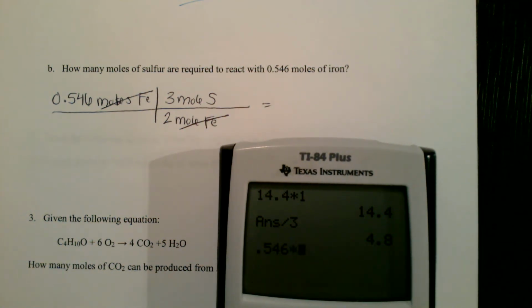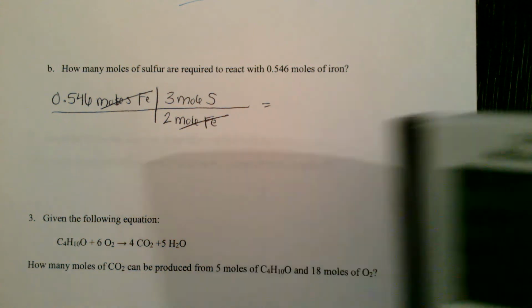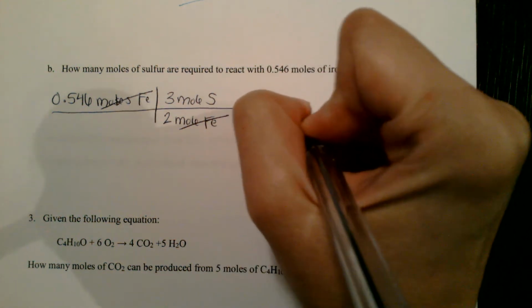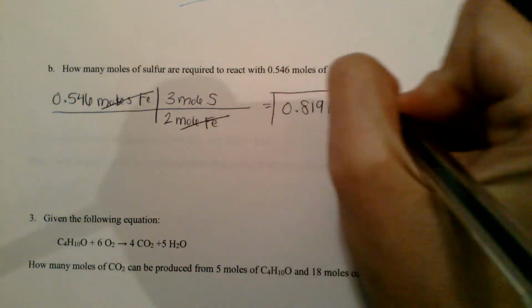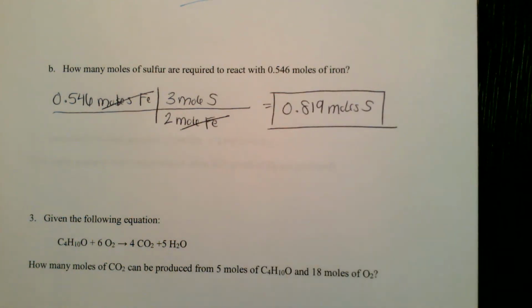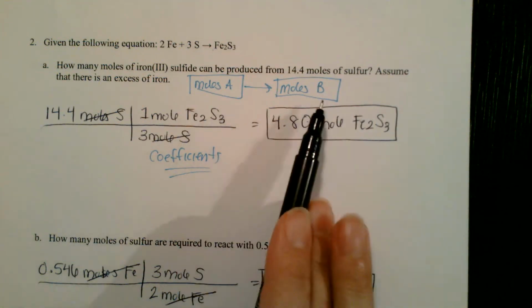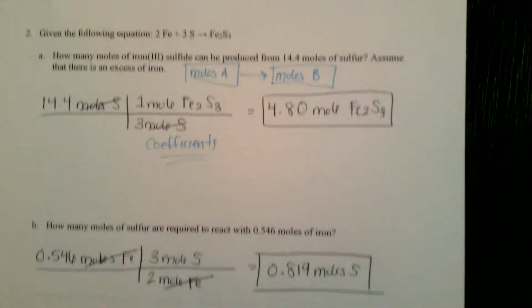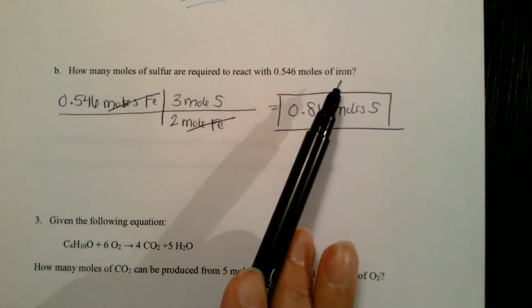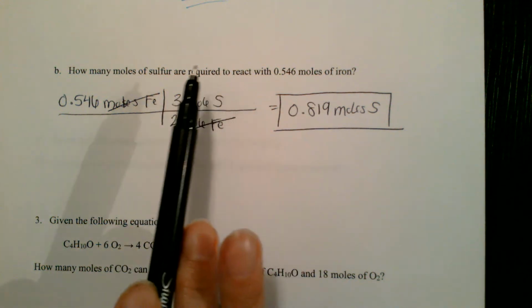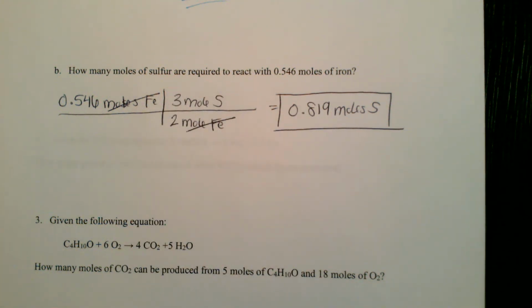Okay, so I'm going to multiply by my numerator, which is 3. I'll divide by my denominator, which is 2. So we have 0.819 moles of sulfur. That's what would be required for that one there. So we did the same type of problem here. We went from moles of A to moles of B, and we used the coefficients. So same thing here. Whenever you're going from moles of one thing to moles of something else, all you need to do is build a mole ratio based off of their coefficients.